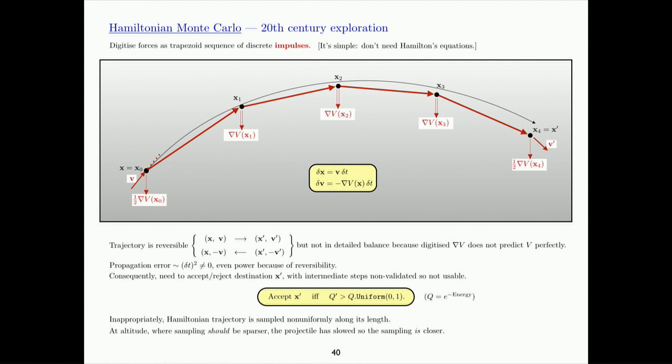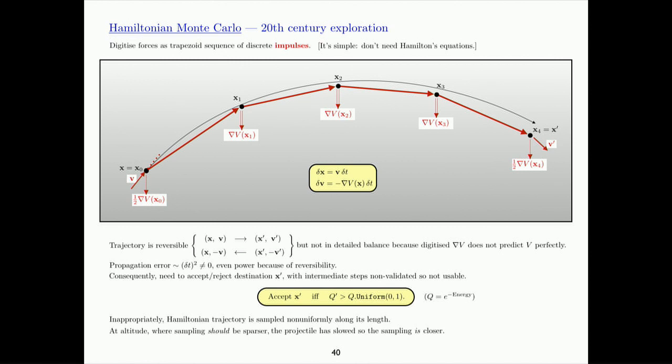How do we discretize? We use impulses. We say, right, we're here. Let's give it half a hit. We're here. Gravity is this much. Give it a hit. Give it a hit. Give it a hit. Halve it. The halves are there to make the trajectory reversible, which is what we want for trying to get detailed balance.